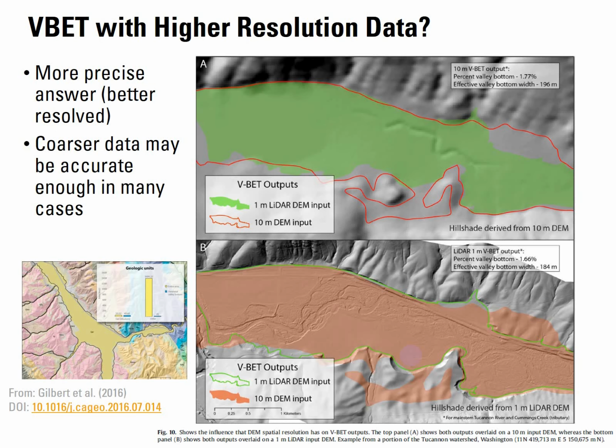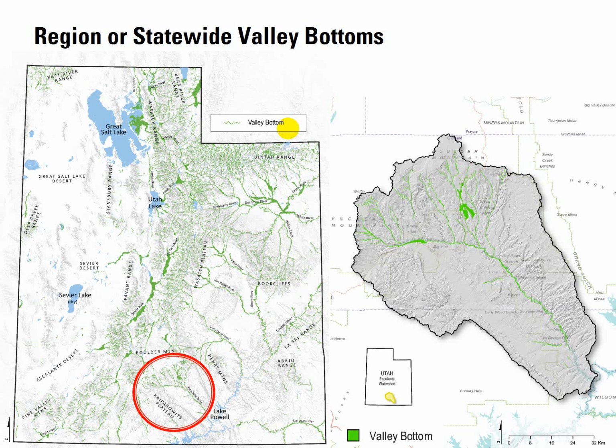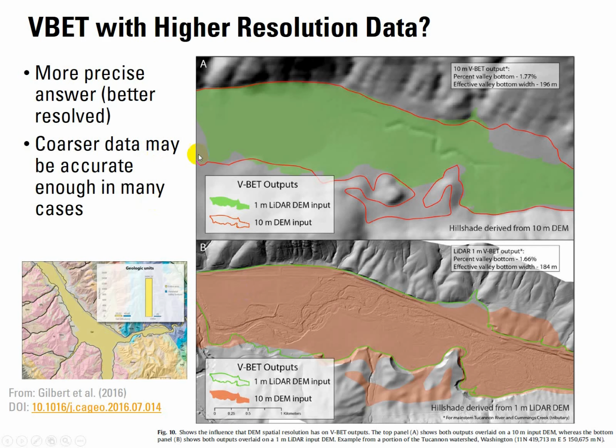So what we learned from building this tool is that we could reasonably map valley bottoms at very broad scales. In fact, I'm going to jump ahead to the next slide. And we could do this for the entire U.S. This is an example here for the entire state of Utah, zoomed in to a particular basin here, the Escalante, just showing where some of these valley bottoms are. And we're doing that for the whole U.S. based off of 10-meter resolution DEMs from the National Elevation Dataset. This is basically based on the topography you see in your 7.5-minute quads.